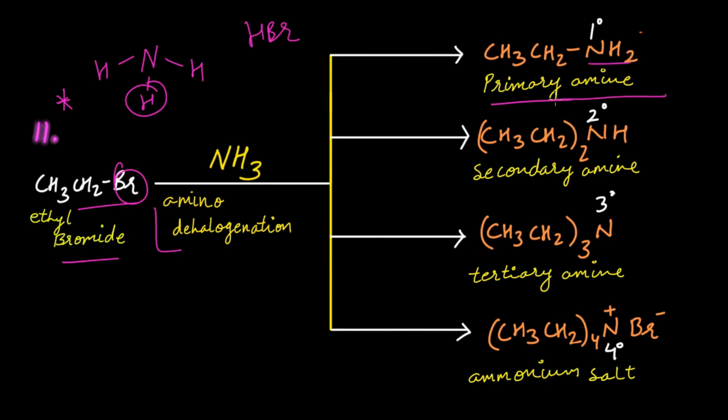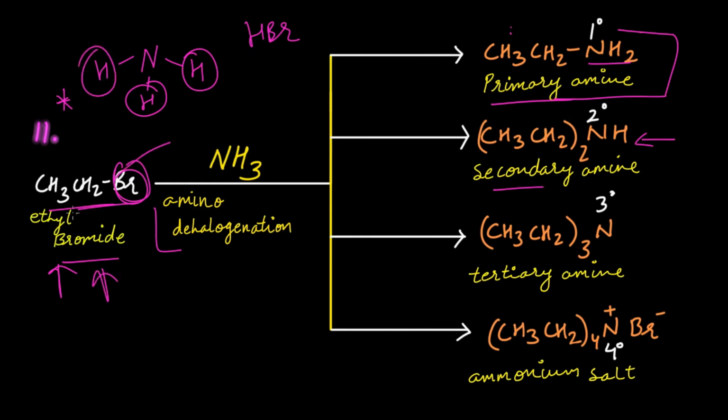Now the primary amine so formed in the first step will again react with ethyl bromide, and the second hydrogen will be removed with Br, and this C2H5 group will be attached to the nitrogen, and you get secondary amine. Now this secondary amine again reacts with ethyl bromide, and the third hydrogen will be removed with Br, and CH3CH2 will be attached to the nitrogen, and you will get tertiary amine. Now again this tertiary amine reacts with ethyl bromide and gives you ammonium salt, right?